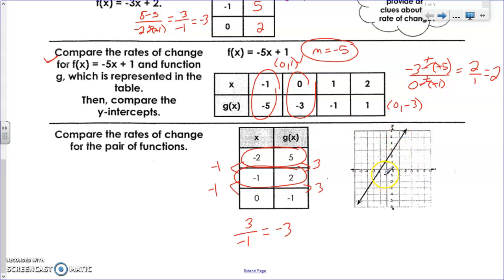And then here, I'm going to use this point here at 0, negative 2. And then I'm going to go down here, and I'm going to use this point here. And I'm going to do my rise over run. So that's going to be 1, 2, 3 over 1, 2. So that's going to be 3 halves. So which one has the greatest rate of change? The negative 3, because 3 is greater than 1.5.